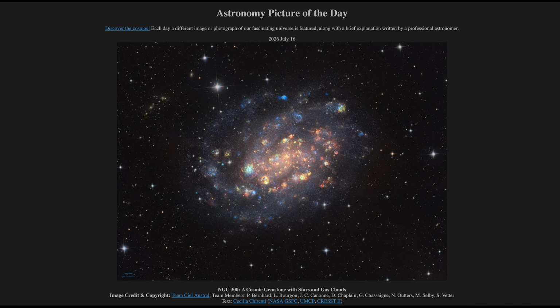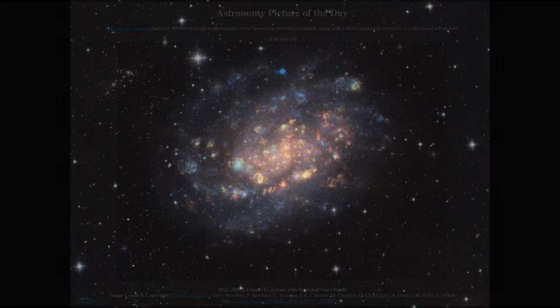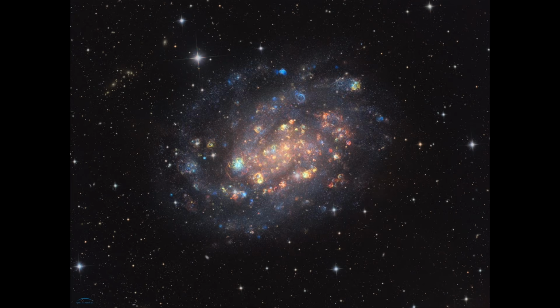Today's picture is titled NGC 300, a cosmic gemstone with stars and gas clouds. So what do we see here? Well, this is an example of a spiral galaxy, and you may note that it doesn't look a lot like the typical spiral galaxies that we see. And that's because of the way the image is taken.